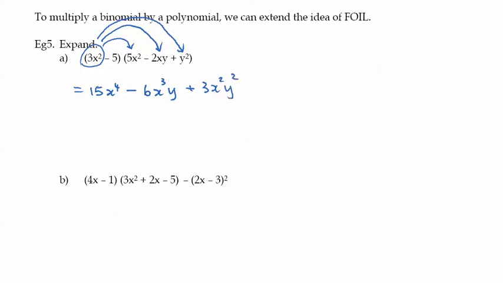But we are not quite done yet, because we've just multiplied the 3x squared into the second bracket. I need to move on to the next one, the negative 5. Times it by this, times it by that. Negative times negative gives us positive. And finally, the last one.